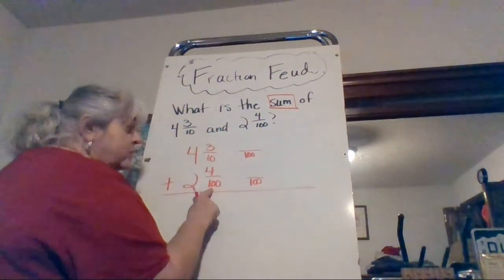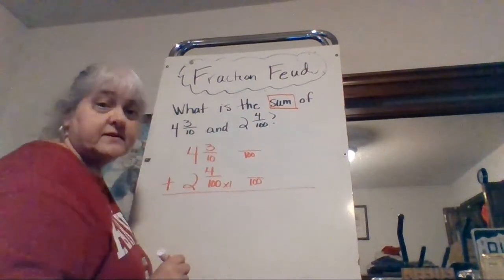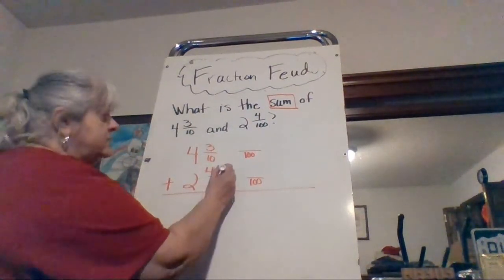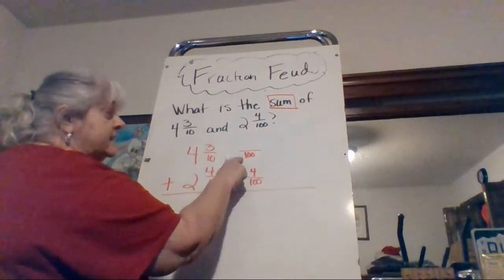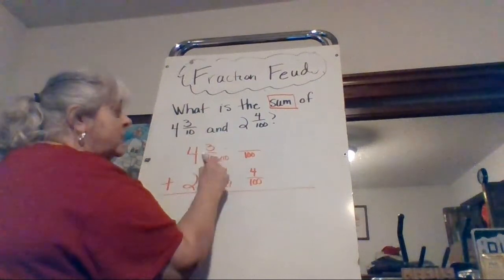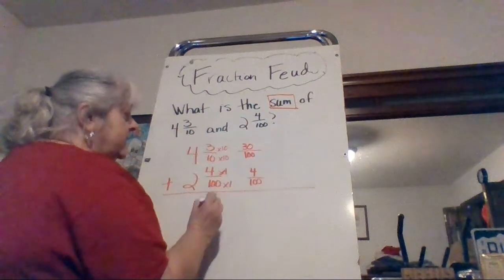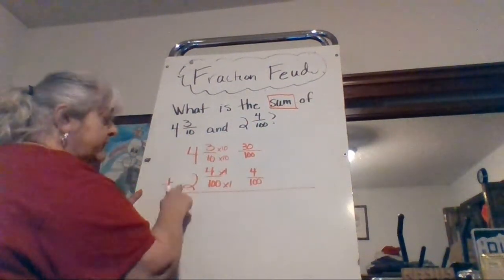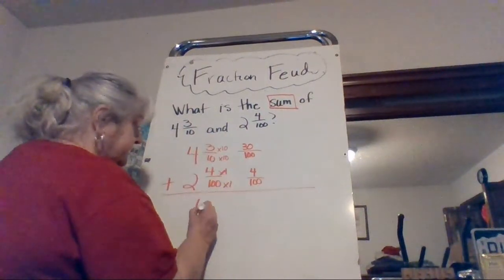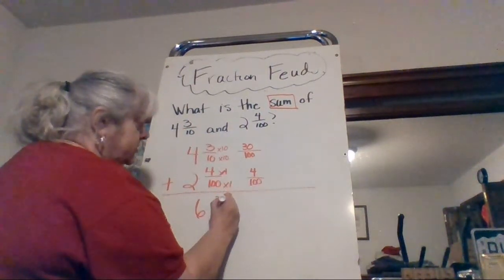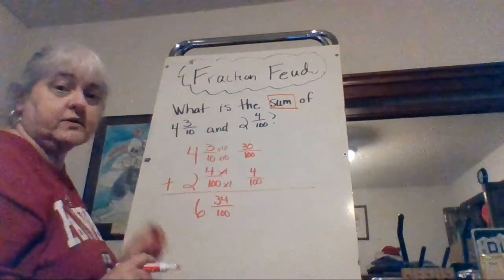What did I multiply 100 by to get 100? 1. Whatever you do to the denominator, you do the same thing to the numerator. What did I multiply 10 by to get 100? 10. Whatever I do to the denominator, I do to the numerator. So now I'm going to come back over here and add my whole numbers. 4 plus 2 is 6. I'm going to come over here and get my answer of 6 34/100.